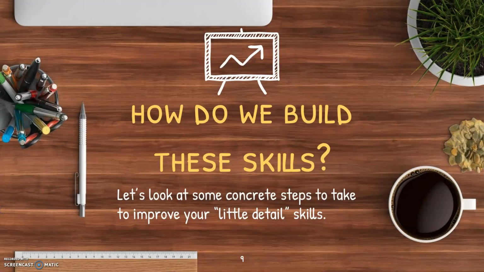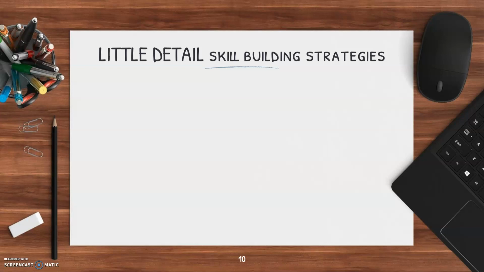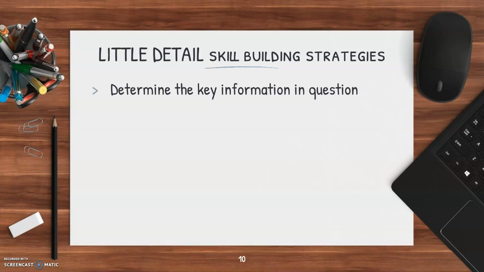So the next thing we need to consider is how we actually build these skills. So we're going to take a look at some concrete steps you can take to improve your little detail question answering skills. The first thing that you need to do is determine key information in the question. So you're going to be searching, first of all, for the gist of what you're being asked to do, and you'll also want to use this as an opportunity to find key words in the question itself.